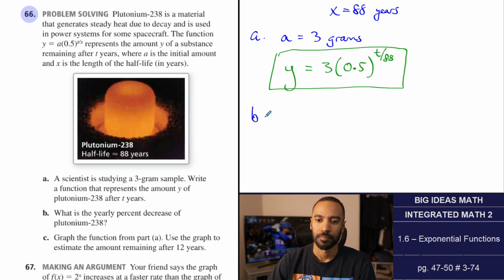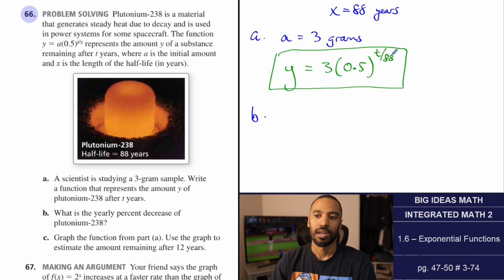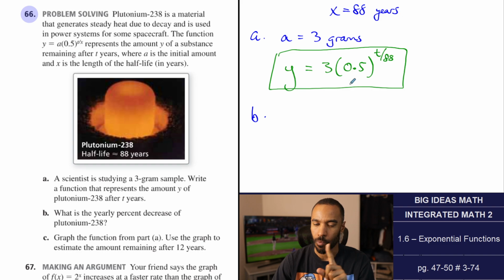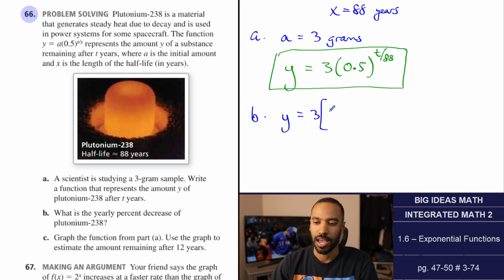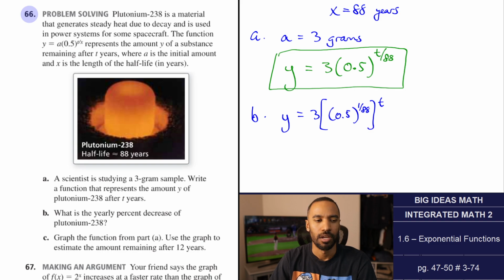B, what is the yearly percent decrease of plutonium-238? Now, remember, this is a half-life. T is in years, and it gets half of it after 88 years. What about just 1 year? So now we have y equals 3 times 0.5 to the 1 over 88th power, all raised to the t power. It's going to be close to that 0.99 kind of stuff. So let's do 0.5 to the 1 over 88.